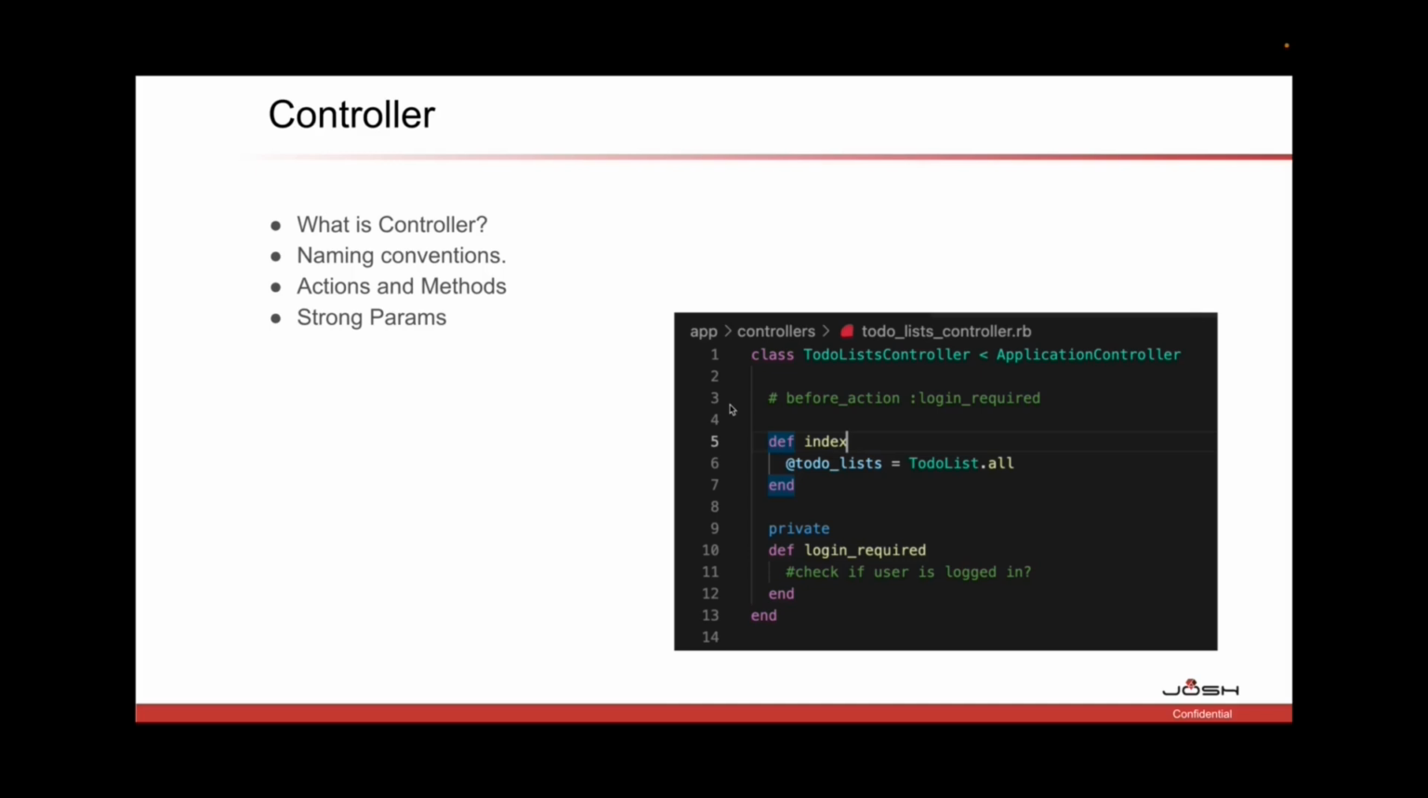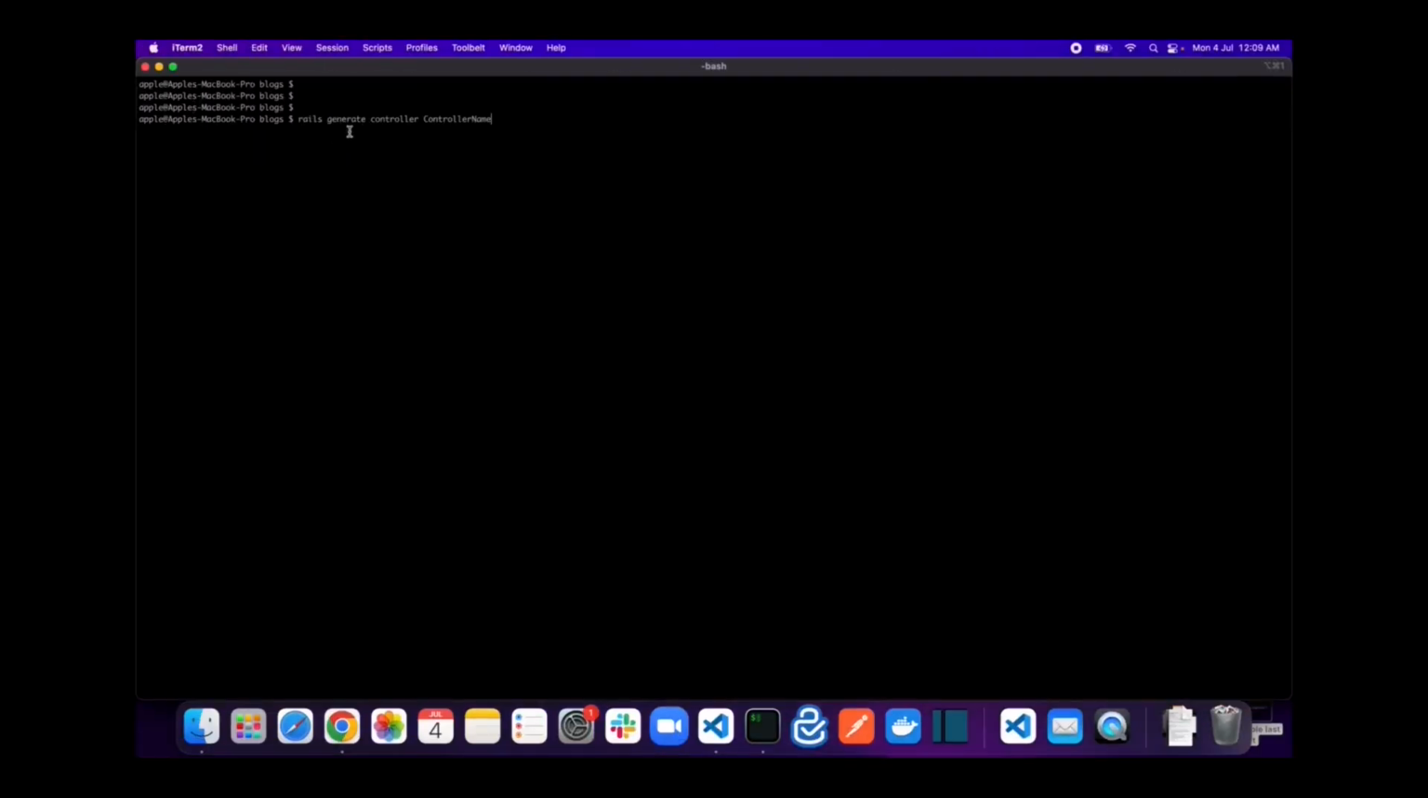As a controller is nothing but a class, it does have some naming conventions. So the first letter of every word should be capitalized and the last word should be in pluralized form. So in Rails, you can create the controllers using the generator command. So the command will be something like rails generate controller and the name of the controller.